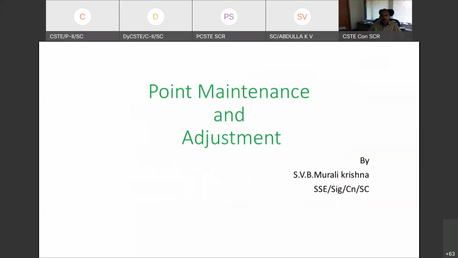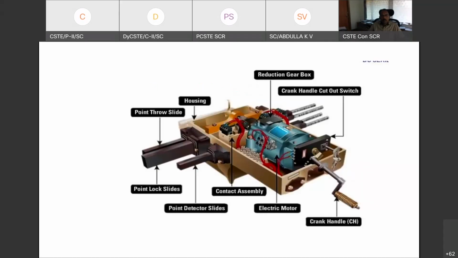So today's topic is regarding point maintenance and adjustments, sir. This is the point machine diagram, a rotary type machine, in which you have a split field motor, lock slides and detection slides. And if there is any electrical failure during point operation, we can use the crank handle for operating manually.